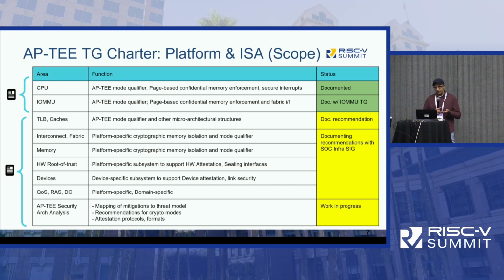Other interactions, we've been talking a lot to the SOC infrastructure HC on, how does this interact with QoS features, right? How does this interact with RAS features? As well as I spoke a little bit about debug and perfmon.